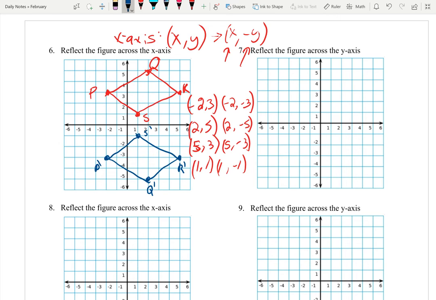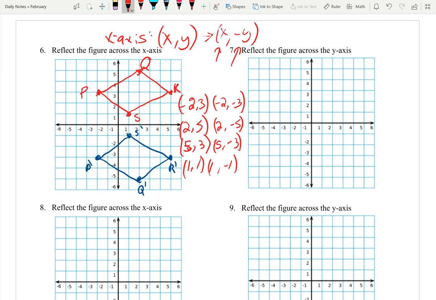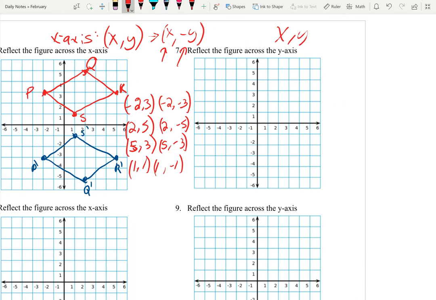Now, if we want to reflect across the y-axis, our y-axis rule is similar, but a little different. Our y-axis rule is x, y would translate into -x, y. So the figure that we have is W, X, Y, Z. W is at 1, -2. X is at 3, 4. Y is at 5, 4. And Z is at 5, -2.